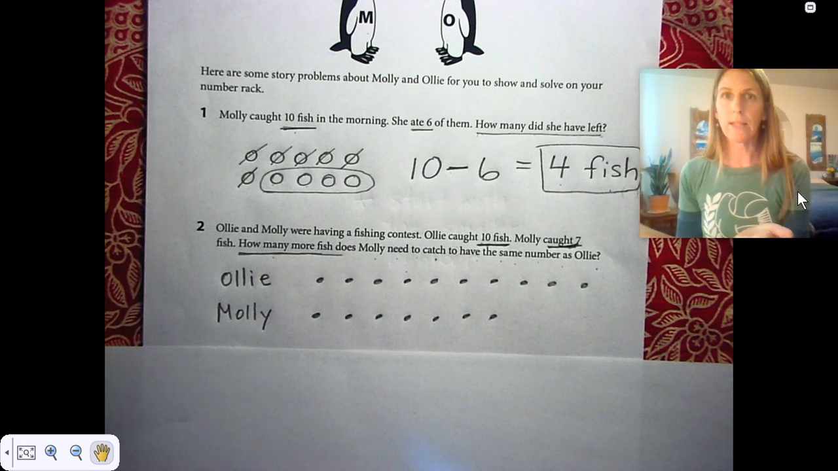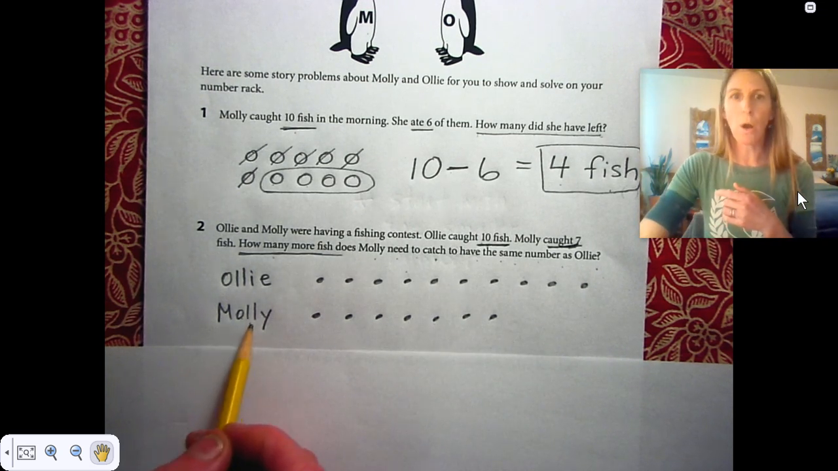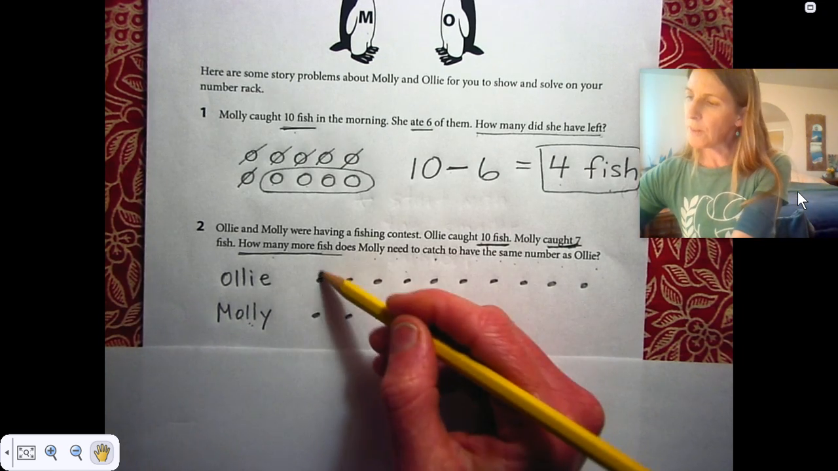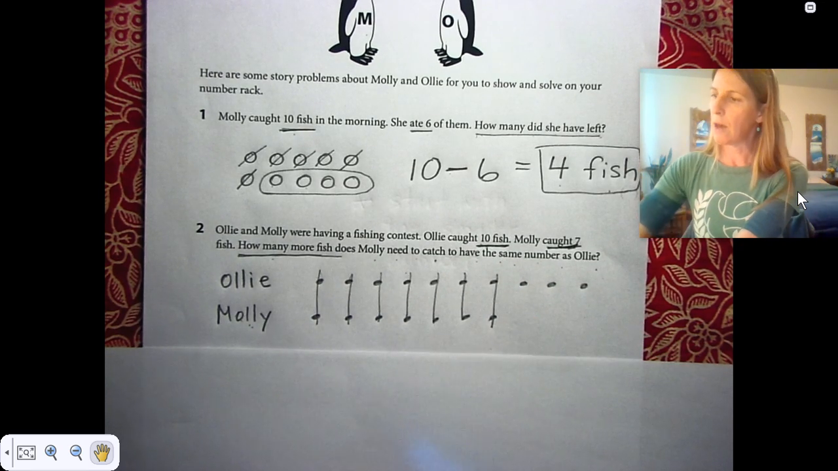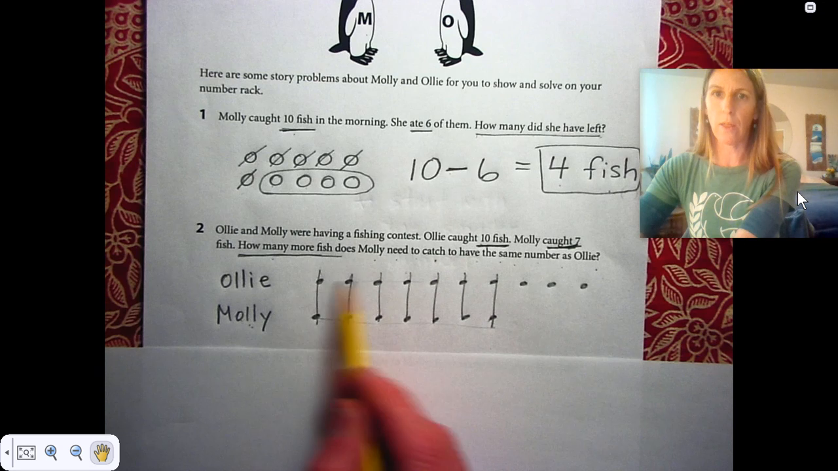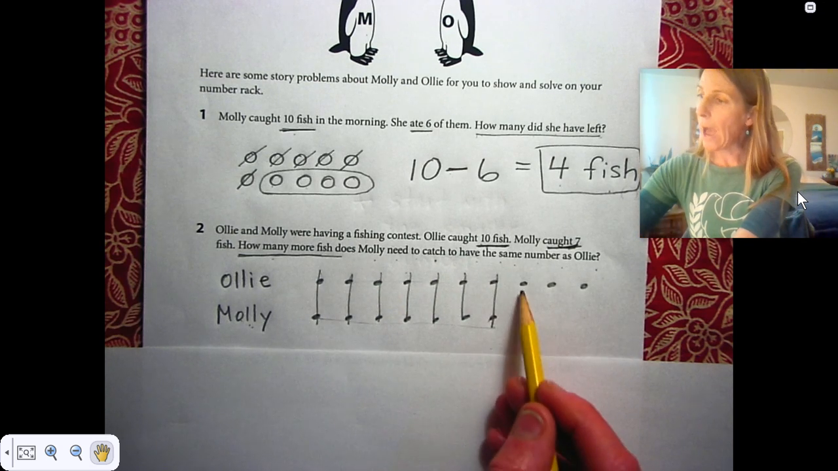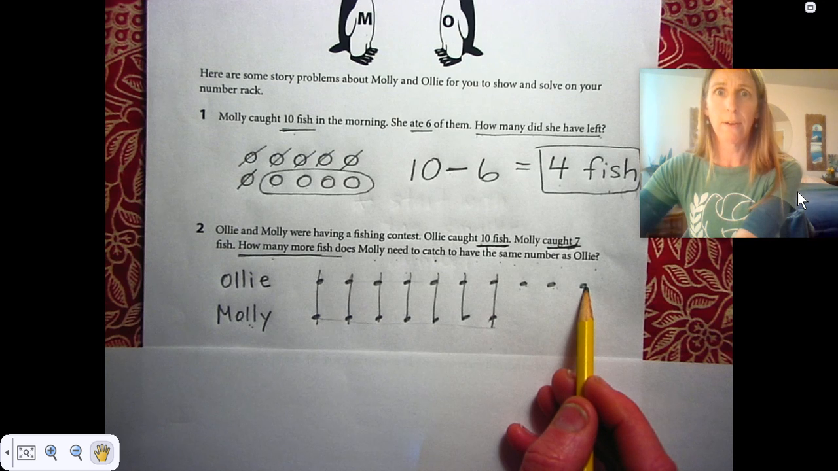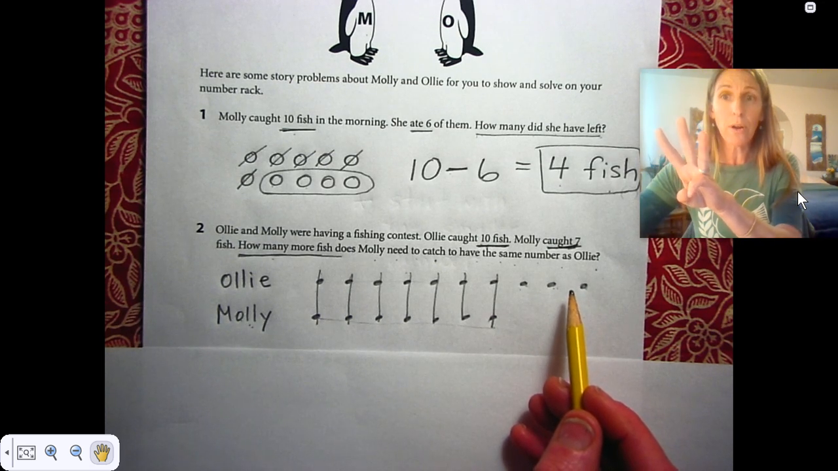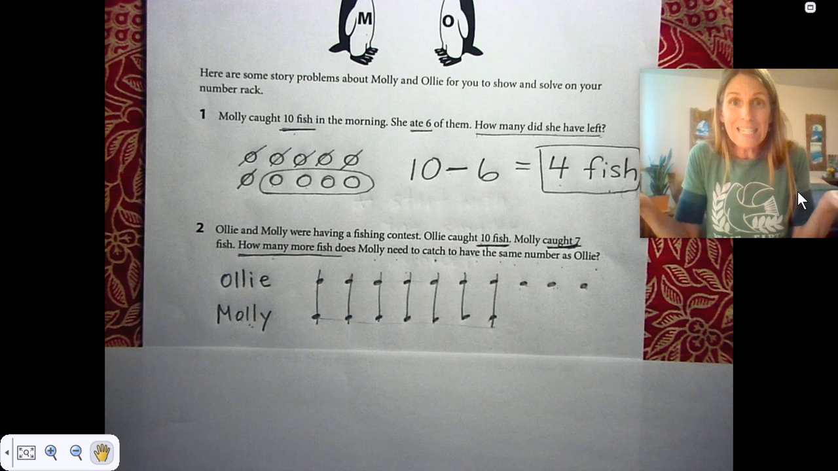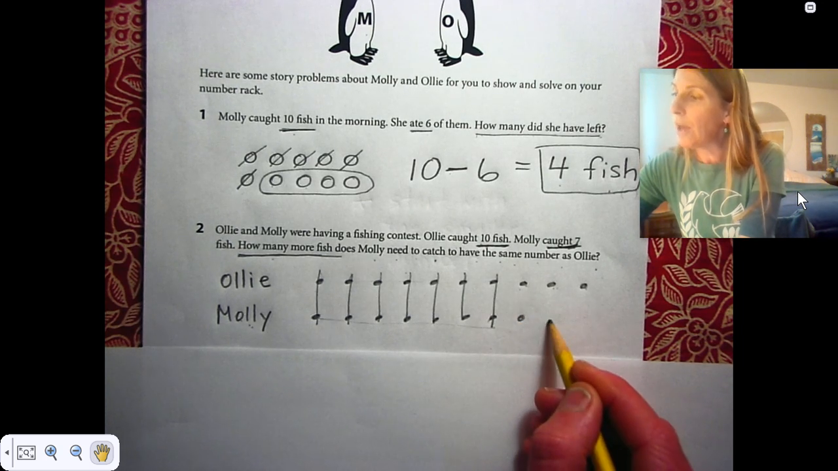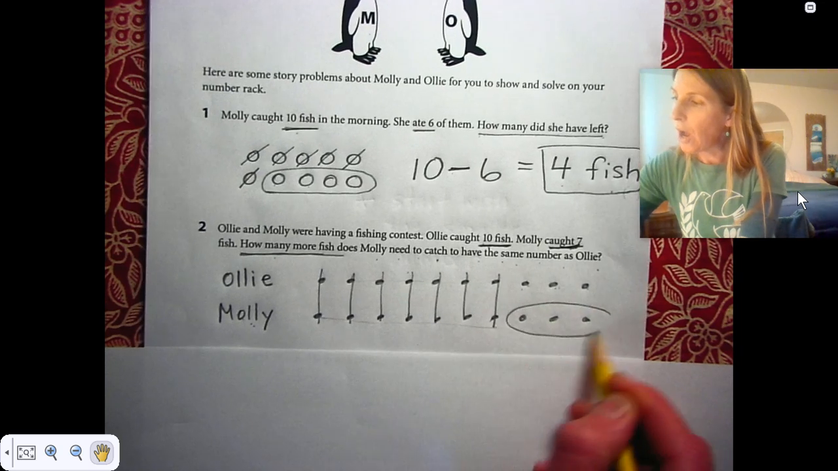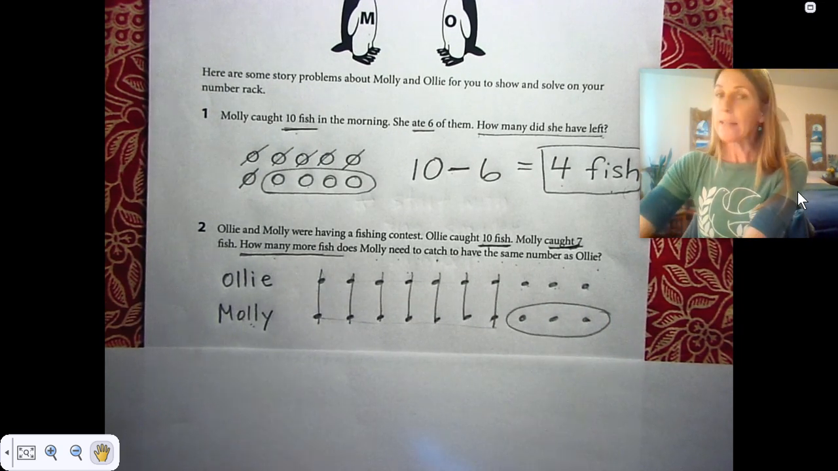Let's compare. Let's see how many more Molly needs to catch. Well, these all pair right up so nicely. Molly's 7 pair up with the 7 that Ollie has, but how many more does Ollie have? Yeah, he has 3 more. So how many more fish would Molly need to catch to have the same number as Ollie? She'd need to catch 1, 2, 3 more. That's a picture way to draw it.